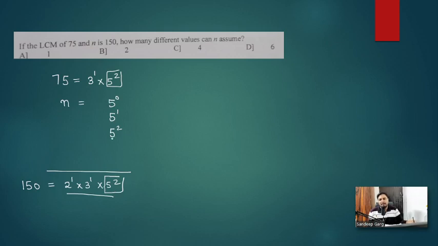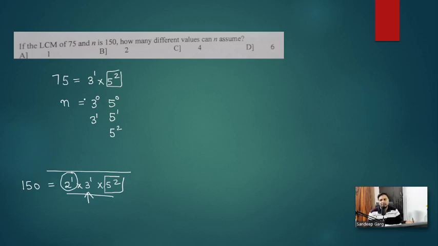So again, here it is given that 3 raised to power 1, and if we take n as 3 raised to power 0 or 3 raised to power 1, LCM doesn't change. But in LCM, we need 2 raised to power 1 also. But in 75, there is no power of 2. So we have to take 2 raised to power 1 in n so that it can come in LCM.